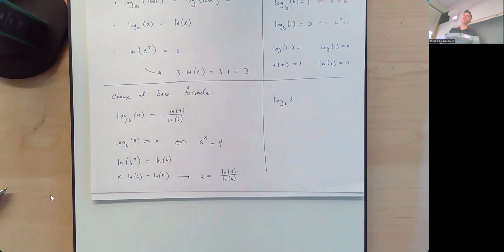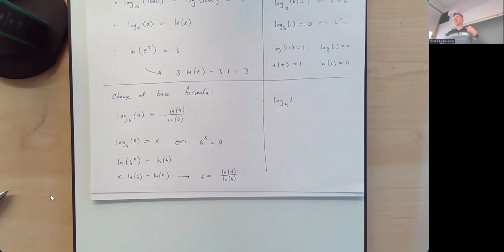It's not 1 because 4 to the first is 8, oh my God. What did I just say? 4 to the first is 4. But it's something between 1 and 2. Because there should be some power between 1 and 2, so that 4 to that power is equal to 8.